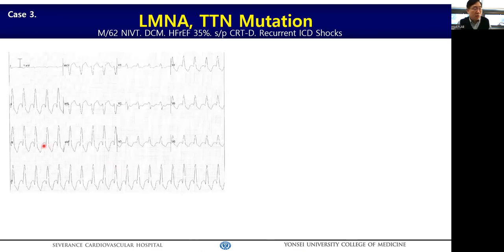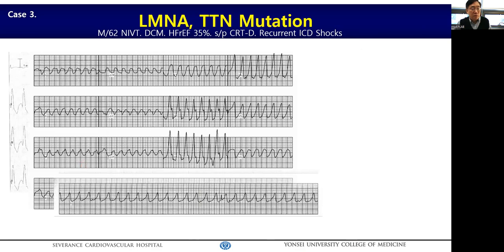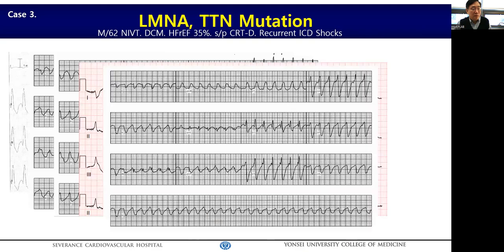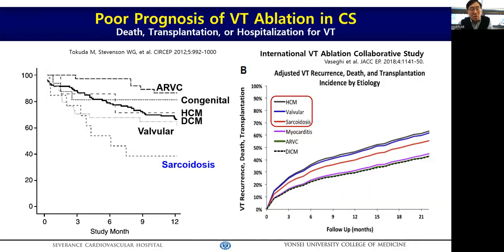This is the first one, totally different, 2, 3, 4, 5, 6, and 7, maybe further. It has been proven that the outcome of VT ablation in patients with cardiac sarcoidosis is very poor.